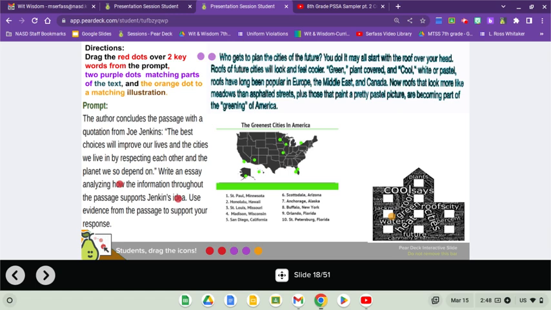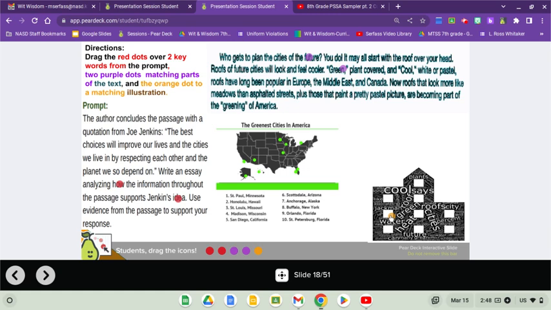So, what are we working with here? Find two parts of this paragraph that you think might help you to write an essay analyzing how the information throughout the passage supports Jenkins' idea in this quote. Take the time to do so now. Excellent. Well, they're talking about making choices to improve lives now and in the future for our planet. So part of me says the future seems like an important notion here. And what's important for the future? Getting these green roofs, getting these cool roofs.